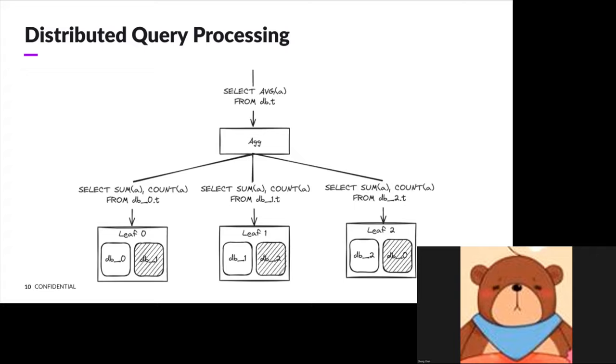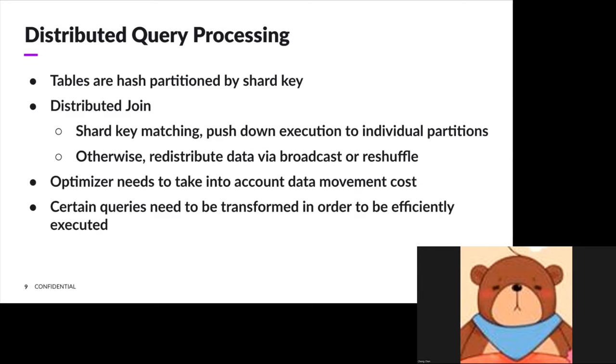Let's say now the user query to the aggregator is select average A from db.t. The aggregator will query each leaf with select sum A, count A from each table partition. It then computes the total sum divided by the total count and returns it to the user. So this kind of simple query does not need any data movement.